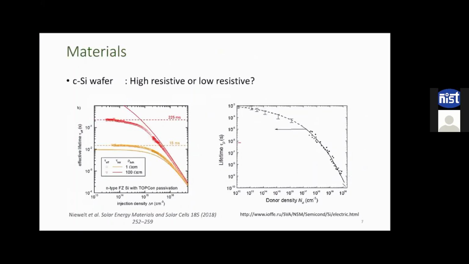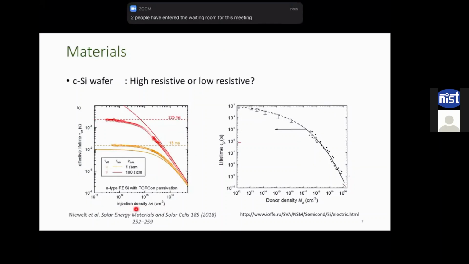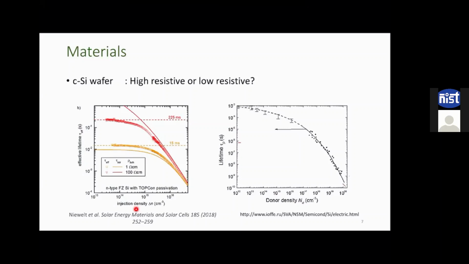Now let us start from where we left off yesterday. We were talking about measuring lifetime by the quasi-steady state photoconductance decay method, and we have seen this curve on the left hand side. These curves plot the effective minority carrier lifetime as a function of injection density. What is this injection density? It is the number of excess photogenerated carriers inside your crystalline silicon wafer.